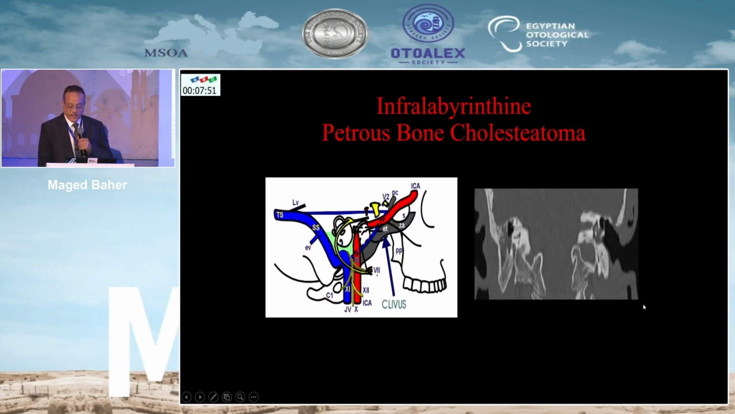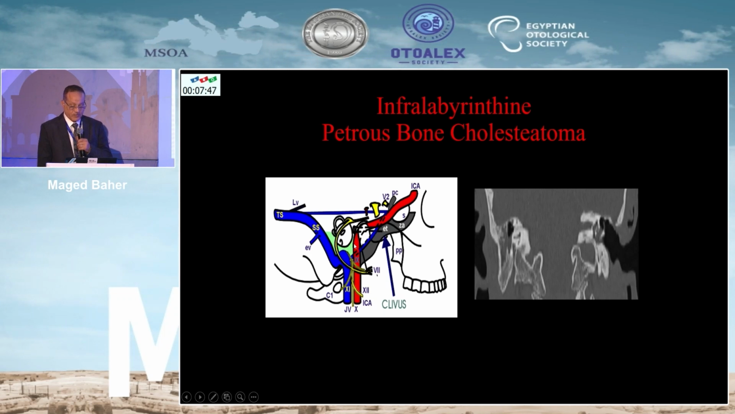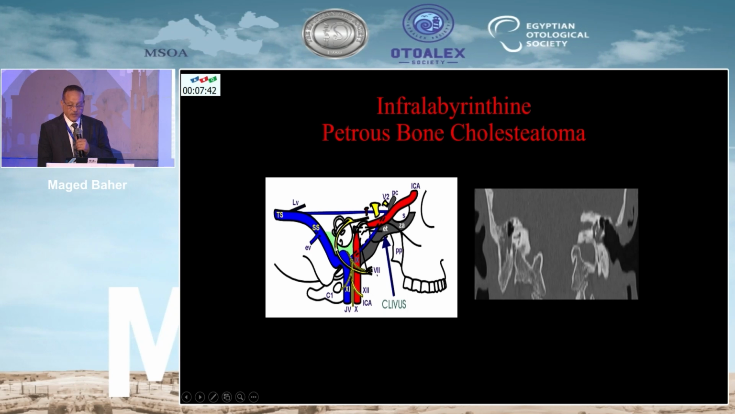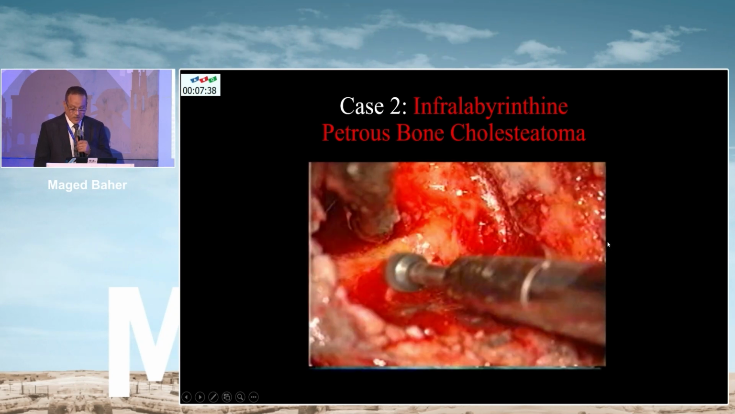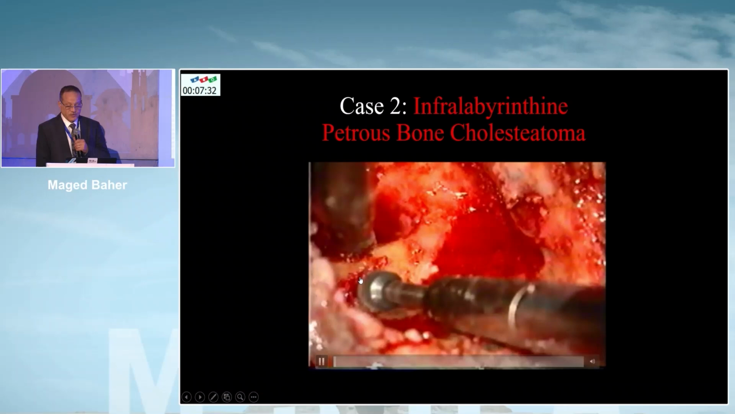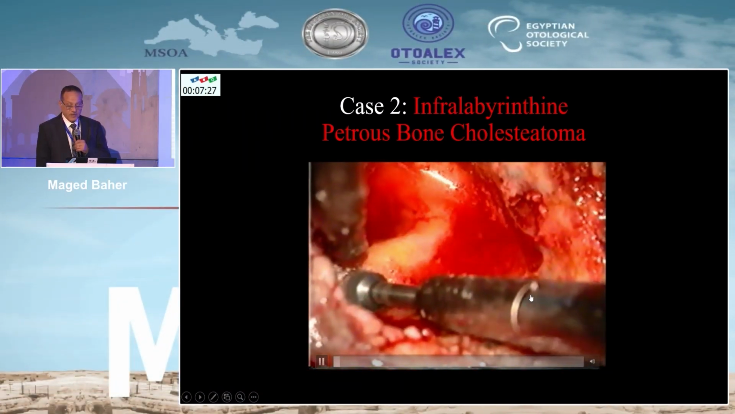Infralabyrinthine cholesteatoma, this is the case I was just discussing, the iatrogenic case that was referred to our department. The cholesteatoma filled the infralabyrinthine portion of the middle ear. And this is a short clip. This is the facial nerve here. This is the tegmen there.